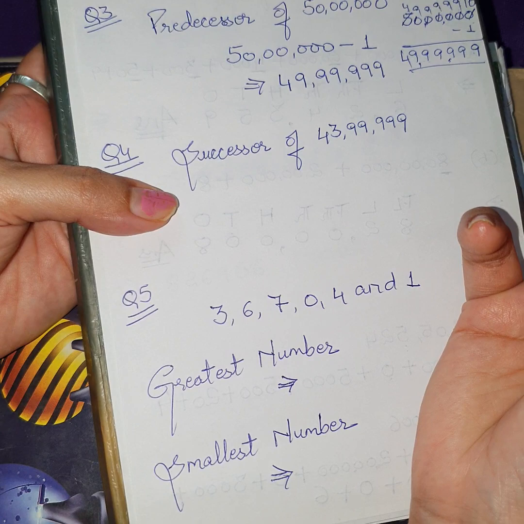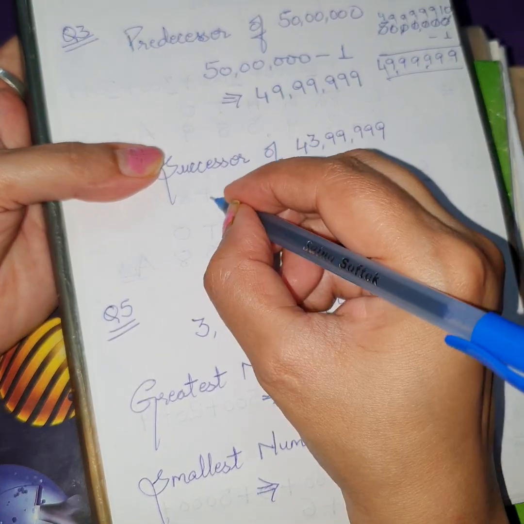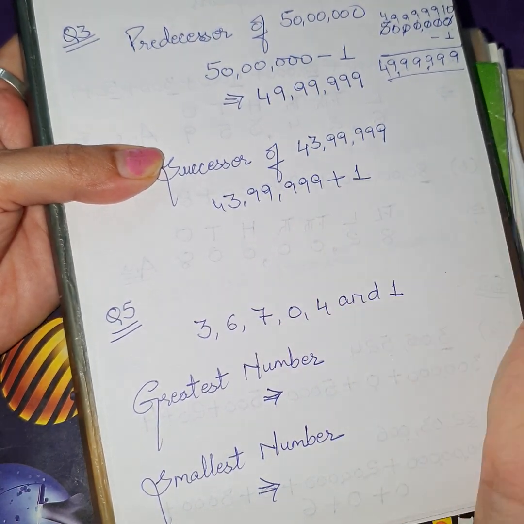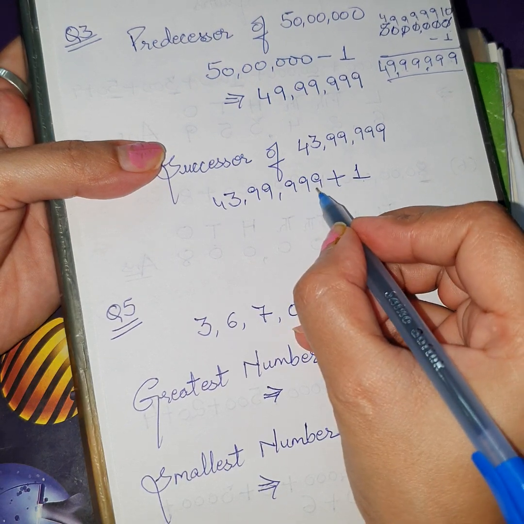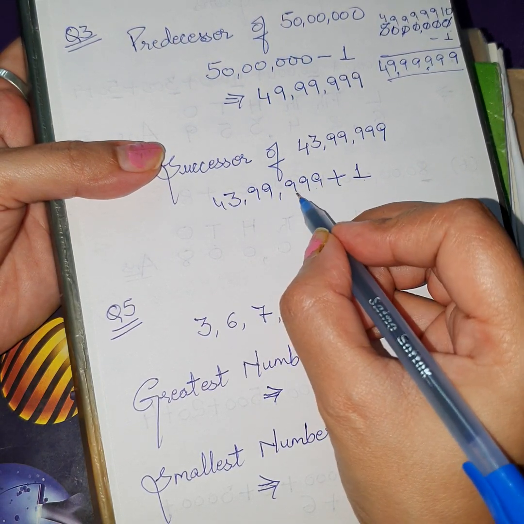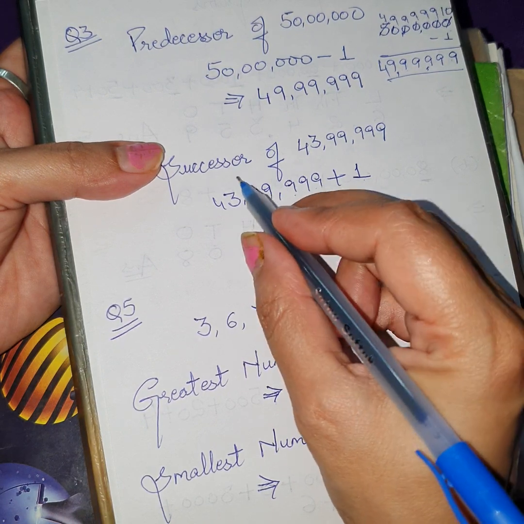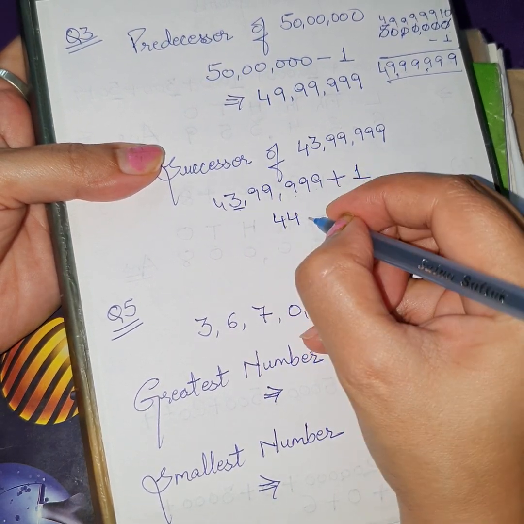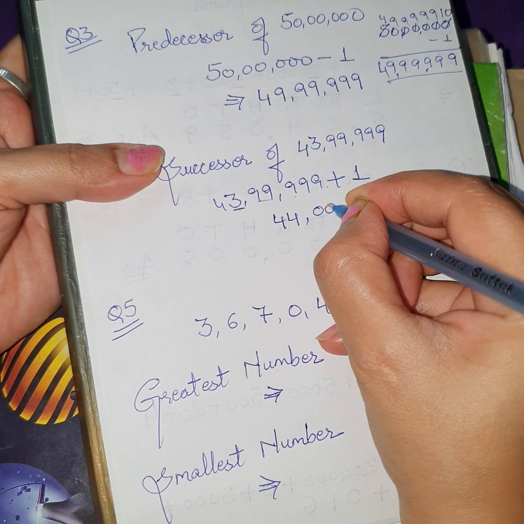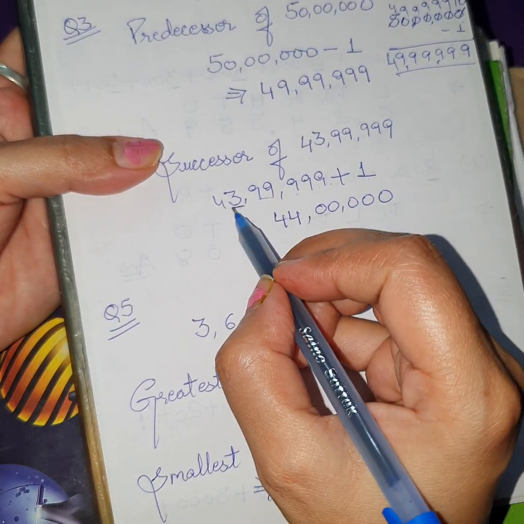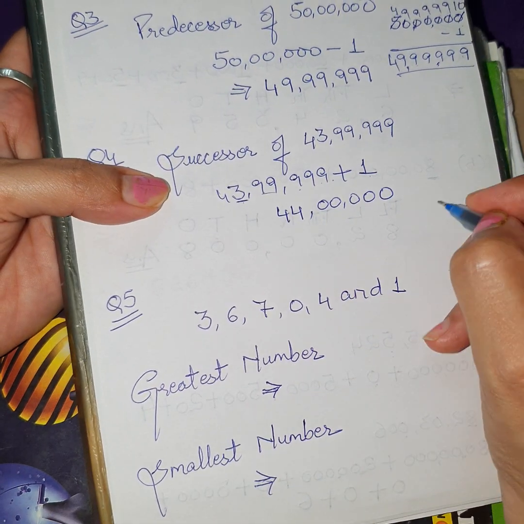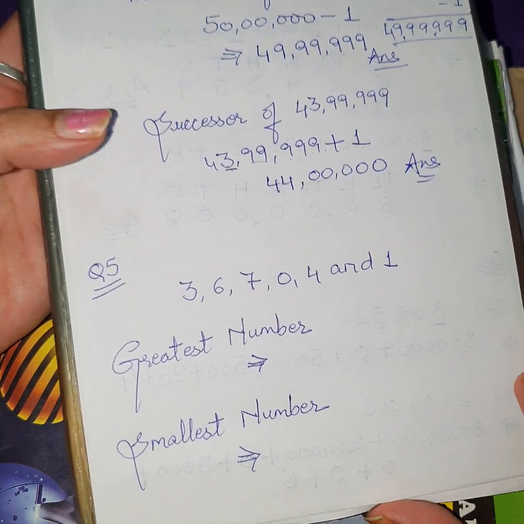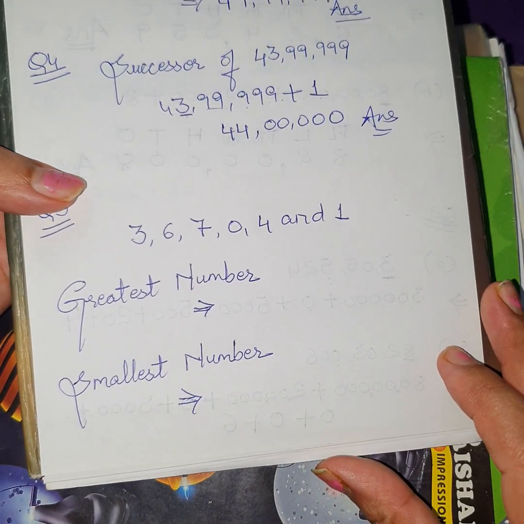Then successor means plus 1 to the given number. So here we have to add 1 to 43,99,999. So see, when you will be adding 1 to it, this 9 will become 10, 1 carry over, again 10, 1 carry over, 10, 1 carry over, 10, 1 carry over, 10 and then this 1 will carry over to this 3. So it will become 4. That means it will become 44 and then all the 9s will become zeros. So when you will add 1 to this, you will get the answer as 44 lakh. So this was your predecessor and successor. So question number 3 and question number 4. I hope these two questions are also correct.